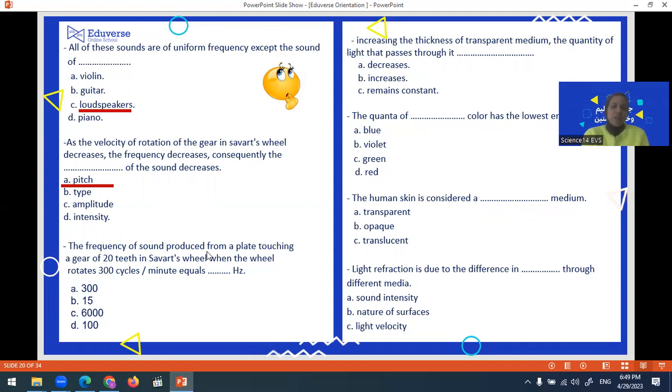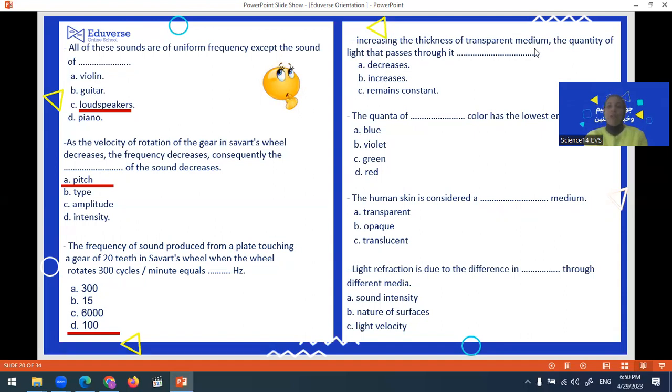Excellent. The frequency of the sound produced from a plate touching a gear of 20 teeth of the Savart wheel when the wheel rotates 300 cycles per minute. The time should be in seconds. Equals what, hertz? So it will be 300 times 20 over 60, because I will change this minute into seconds, so it will be over 60. The answer will be 100 hertz.